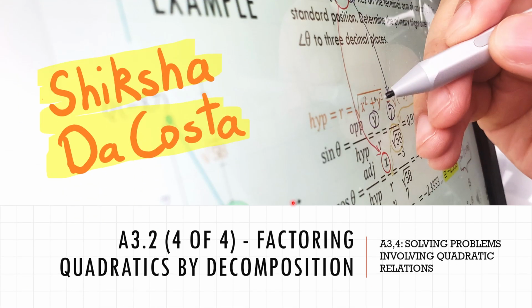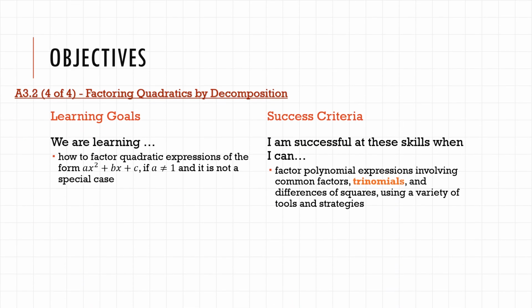Today we're going to factor quadratic relations by using a technique called decomposition. As part of this lesson, you're going to learn how to factor a quadratic expression that looks like ax squared plus bx plus c if you can't use any of the techniques that we've looked at so far. So if a is not equal to 1, what do we do? And if it's not a special case like a difference of squares or a perfect square trinomial, then we're sort of stuck. What do we do with that quadratic then? And that is exactly what we're going to learn to do today.